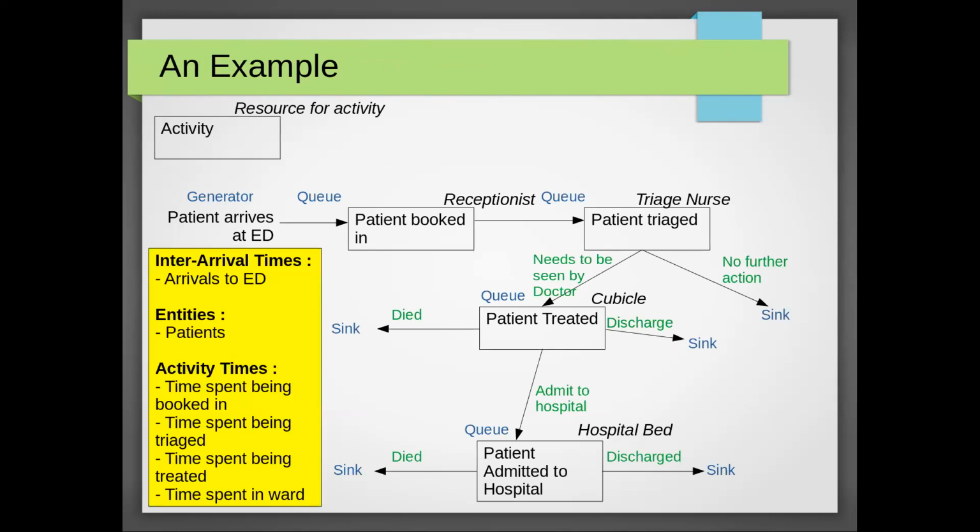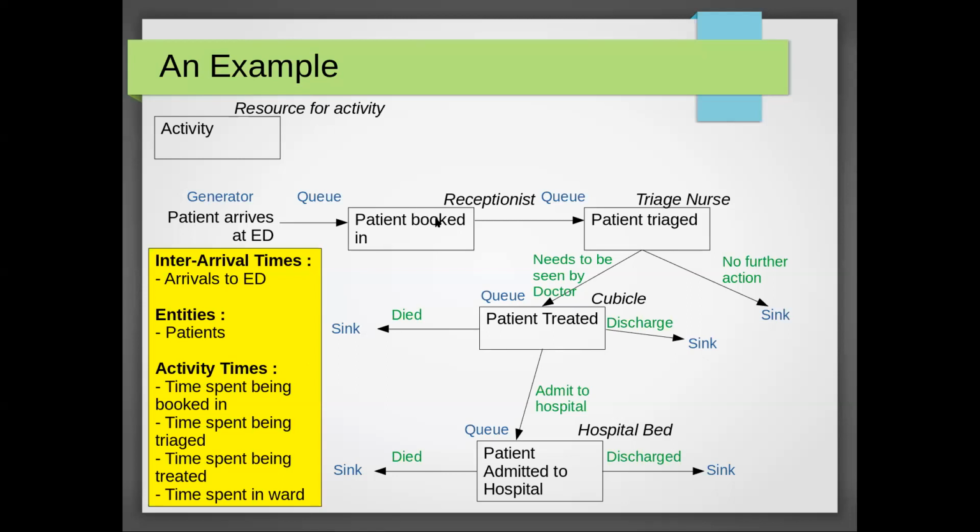So let's look at the example that we just looked at before. In this case, patients arriving at ED, that's our generator. That's how new patients are coming into the model. Then we've got our various queues as we wait for each of these processes to happen. We've got our resources, our receptionist for this activity, our triage nurse for this activity, a cubicle for this one, a hospital bed, etc. We've got our activities themselves, so patients being booked in, triaged, etc. And of course, our entities are patients in this example. Our activity times are the times they spend in these activities.